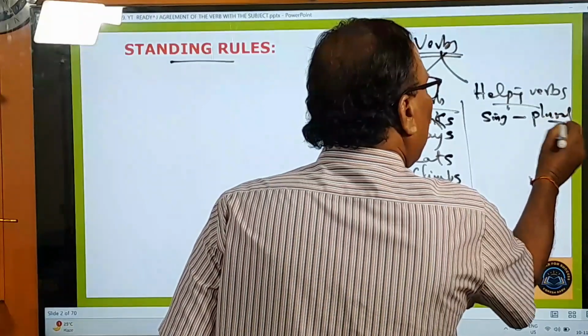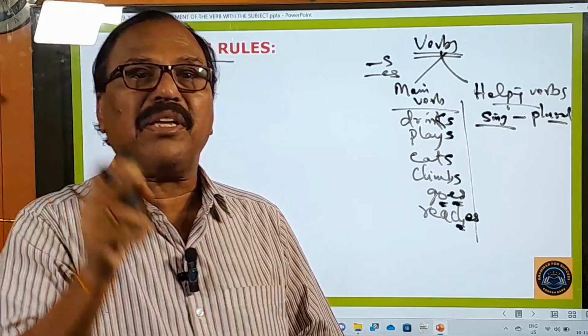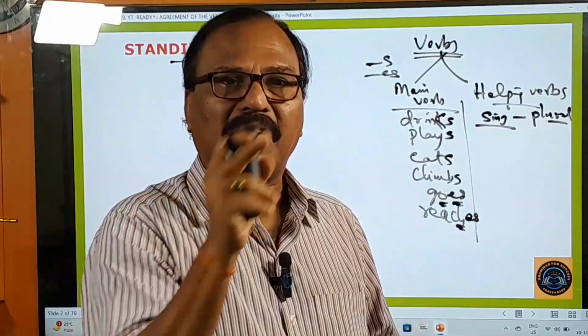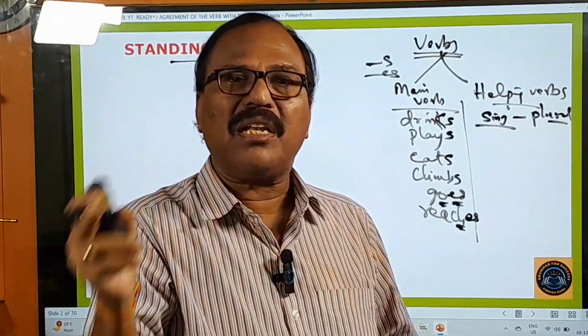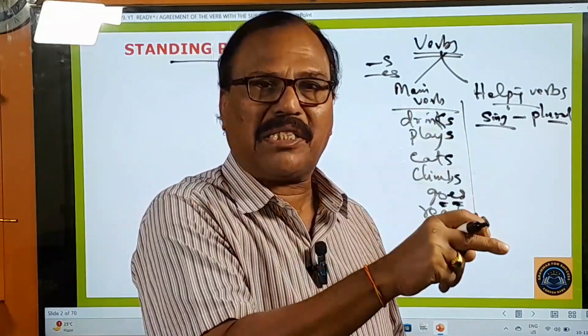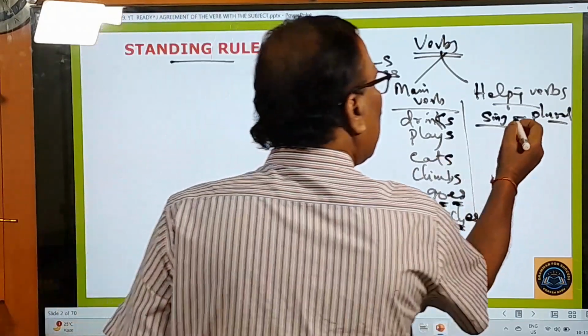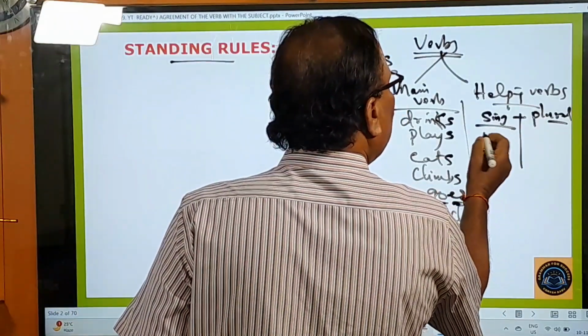Let me give you the list of the helping verbs. What are the helping verbs? Am, is, are, was, were. Have, has, had. Do, does, did. Shall, will. Would, should, can, could, may, might, must. These are all helping verbs. Of all these helping verbs, some are singular, some are plural. How? Let us see that.